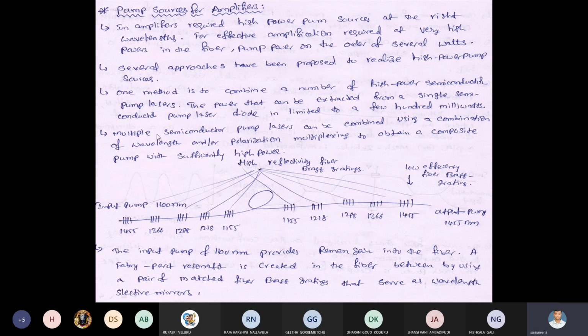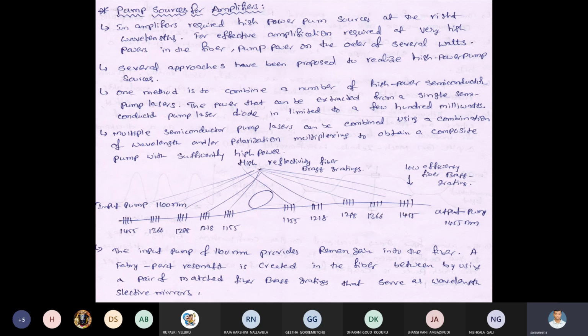See this figure, which shows multiple semiconductor pump lasers. This is one pump laser section, second pump laser, third pump laser, a total of 10 sections of pump lasers with different wavelengths. Suppose we select a particular pump source; we get a 1455 nanometer wavelength. The second one is 1366, the next third one is 1288. That is, a number of optical signals are transmitted through a single optical fiber cable, and to select a particular wavelength of a signal we have to go for these pump sources.